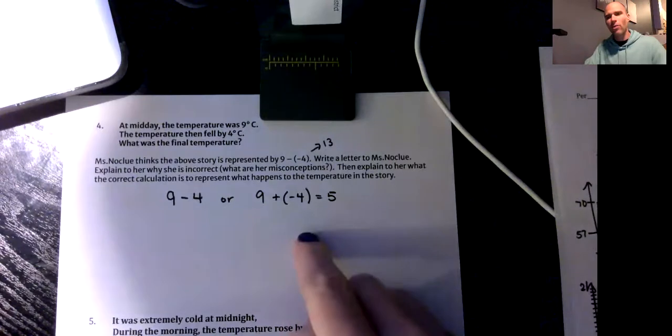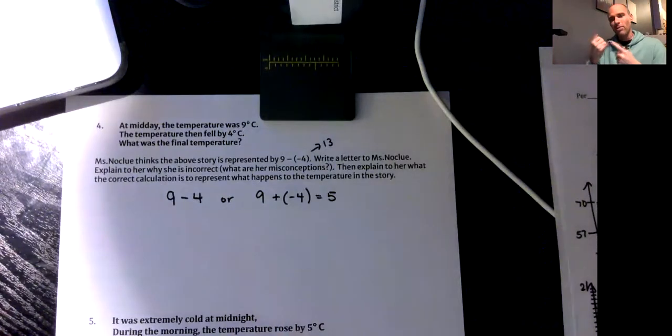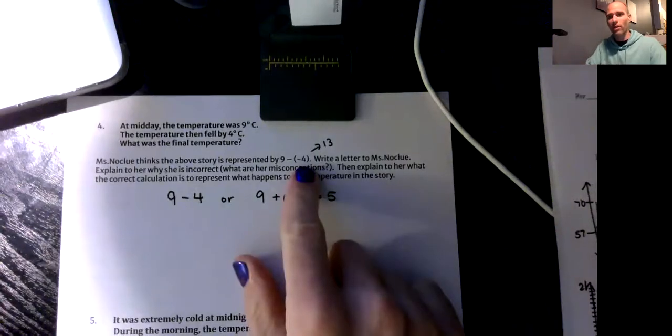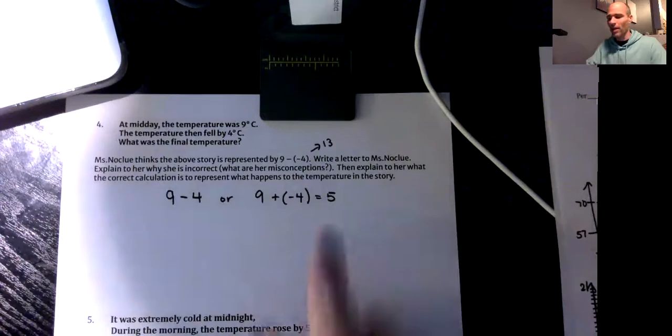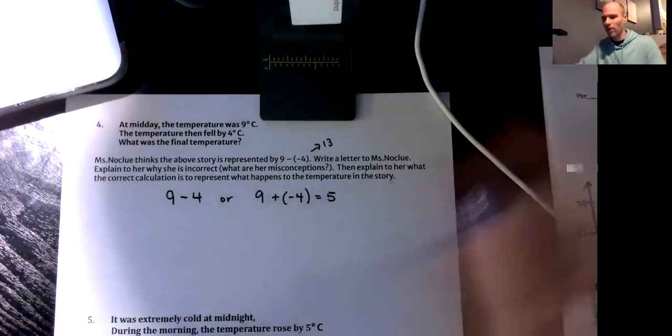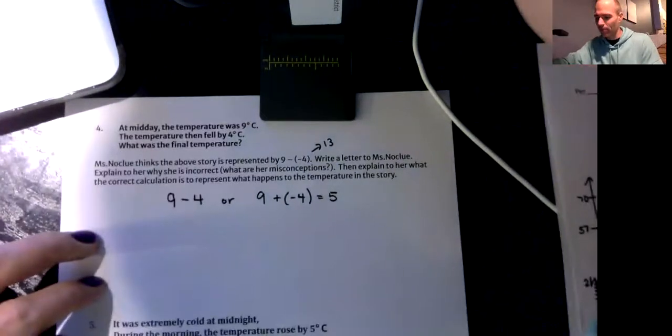So any good answer that you wrote to this should have said something about subtracting a negative being like adding a positive to correct what Ms. No Clue was trying to do, and should have had 9 plus negative 4 and the actual answer being 5, somewhere in your explanation of Ms. No Clue.